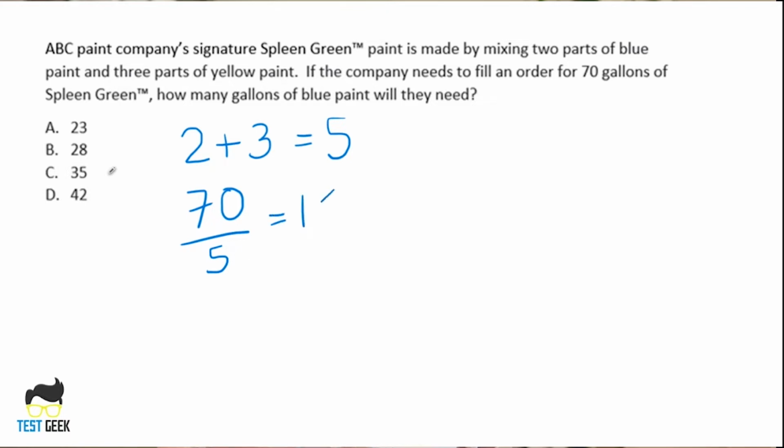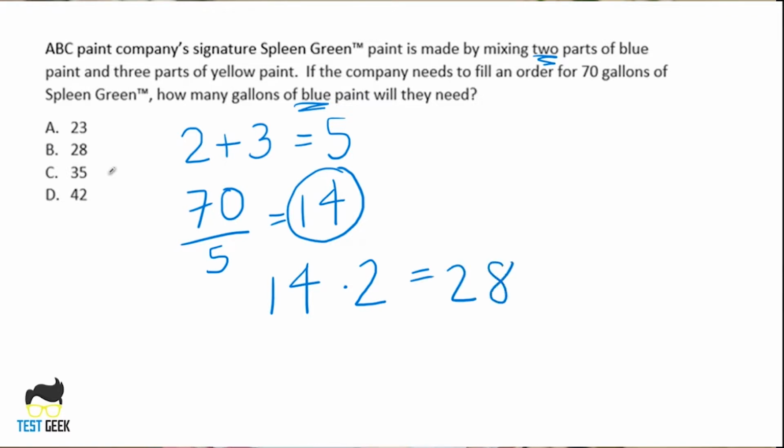The third step is to multiply the value of each part by the number of parts in the desired portion. So this is where we take the number that we got from step 2, and we multiply it by the number of parts in the desired portion. So let's go back up to the problem for a second, and it's actually asking us how many gallons of blue paint do we need? And remember that there's 2 parts blue in this case, so we are going to multiply 14 by 2, and we get 28. So it might seem a little confusing at first, but this 3-step process will become more intuitive if you do some practice.